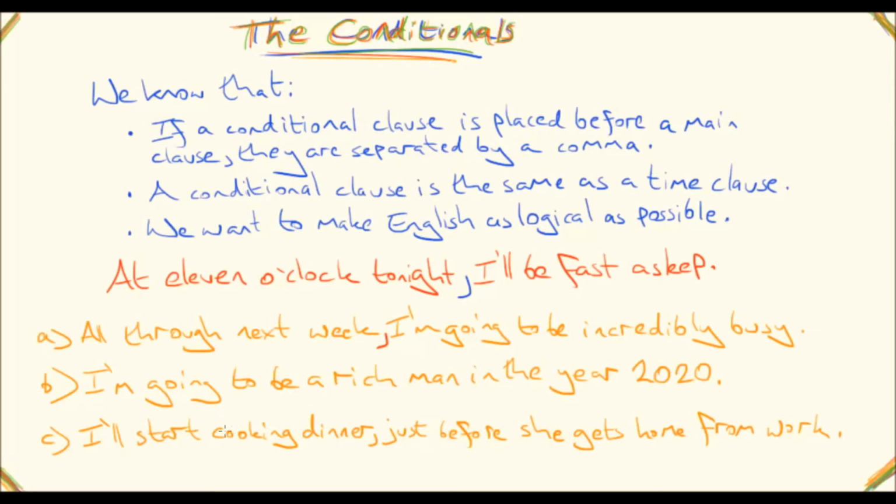And finally, I'll start cooking dinner, just before she gets home from work. Well, we've got the main clause coming first, and "just before she gets home from work" is the time clause, but this person's put a comma there. Now, as I say, no one's going to mark that as massively wrong, but I think it's worth pointing out that it's just not necessary to put that comma there. So let's get rid of that, because we've got the main clause first, followed by a time clause. No need for the comma there.